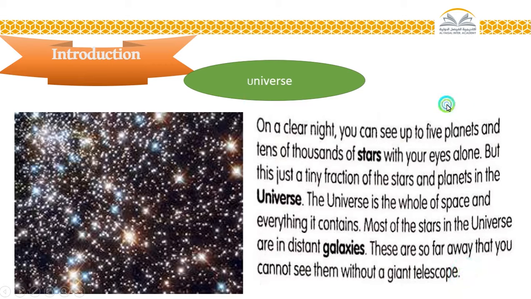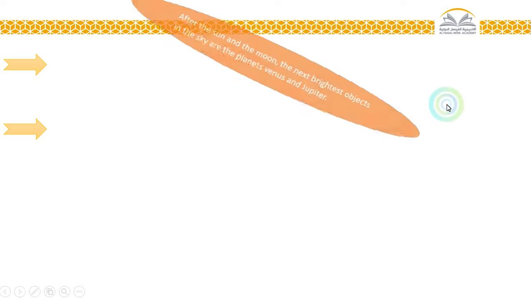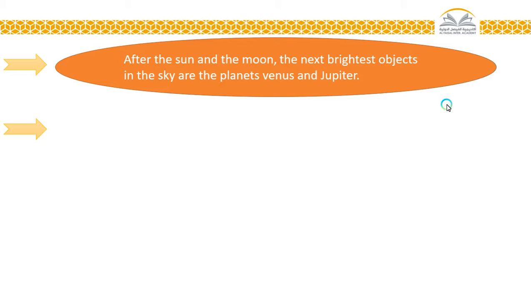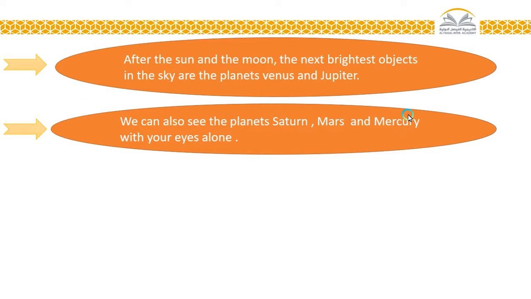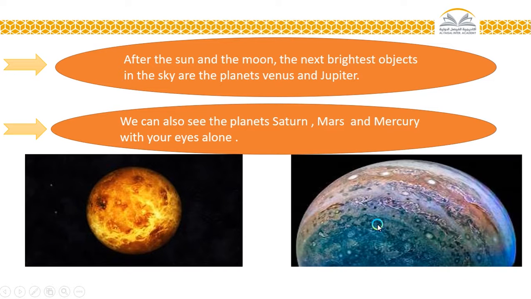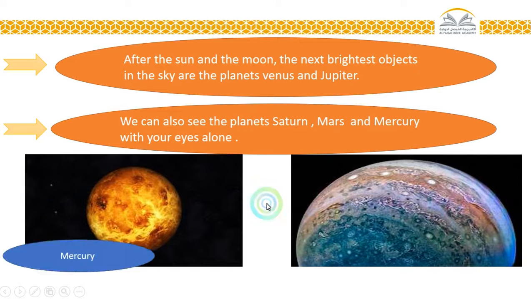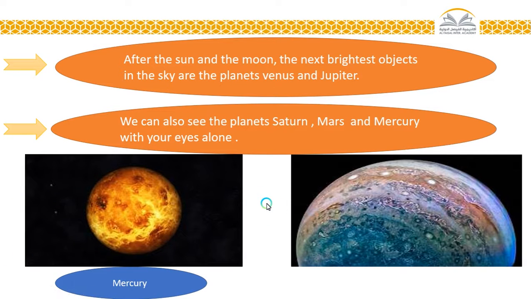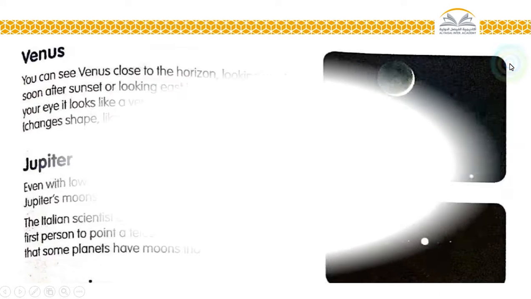And then after that we will go directly to speak about the different characteristics of the universe. After the sun and the moon, the next brightest objects in the sky are the planets Venus and Jupiter. We can also see the planets Saturn, Mars, and Mercury with our eyes alone. Mercury is the smallest planet, and Jupiter is the biggest planet.